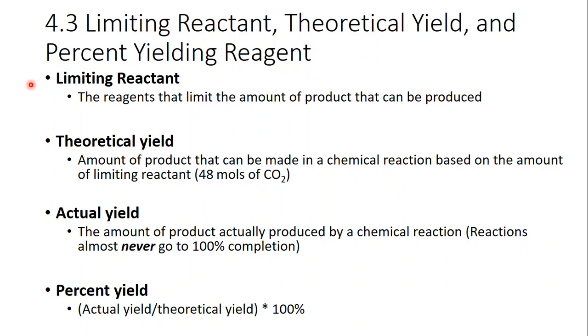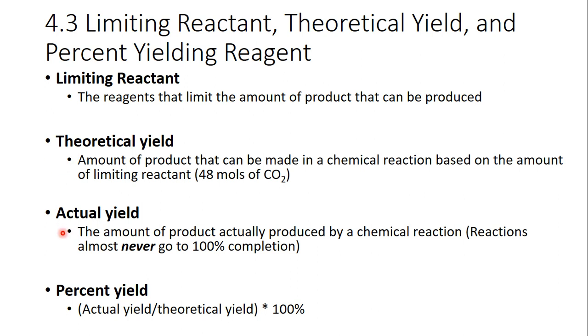In this video, we're going to look at limiting reactants, and we're just going to start with definitions that you need to know. So for limiting reactant, what we're talking about is the reagent that limits the amount of product that can be produced. That is, what is the least amount of stuff you have as a reactant? A theoretical yield is the amount of product that can ideally be made using your limiting reactant. If your reaction went to 100%, that is what you would get.